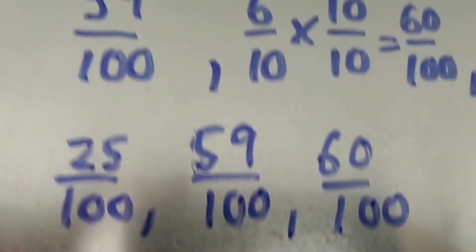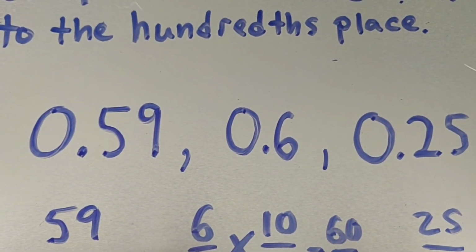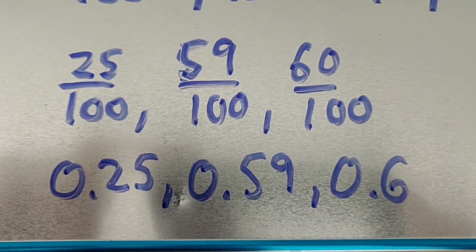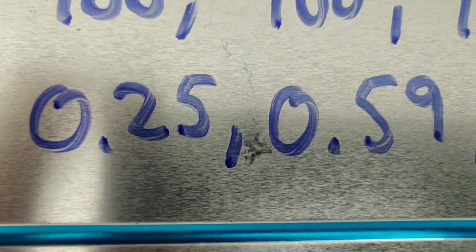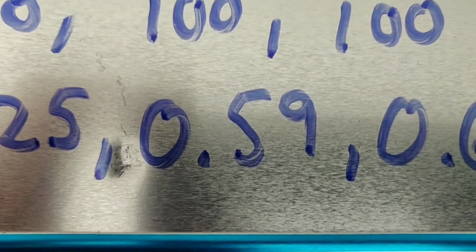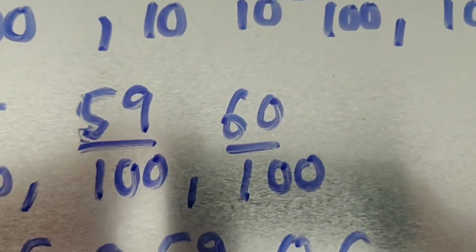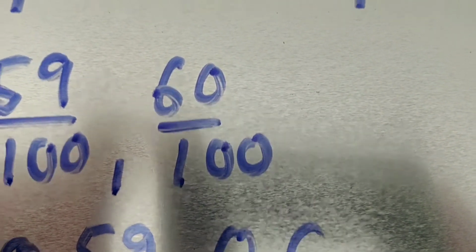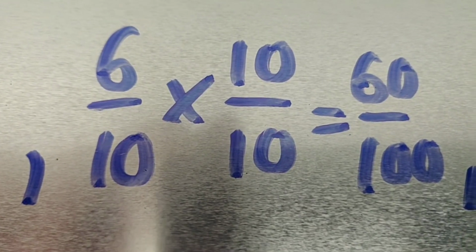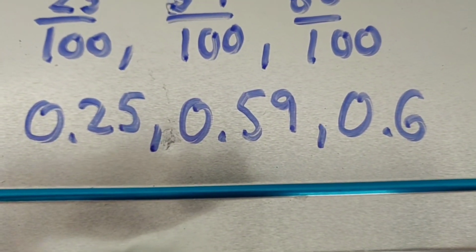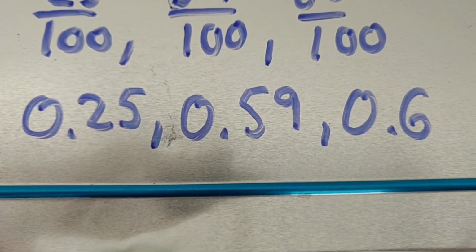Now let's express them back as decimals and put them in the right order. So notice I expressed 25 hundredths as 0.25, 59 hundredths as 0.59, and 60 hundredths as 0.6 or 6 tenths, because 6 tenths equals 60 hundredths. So we can put 0.6 as the greatest decimal.